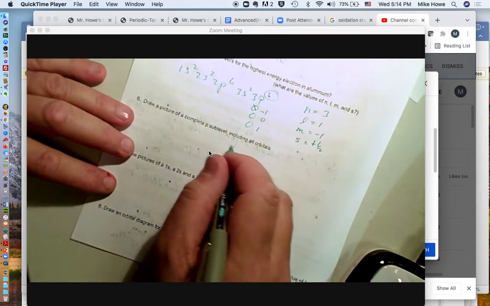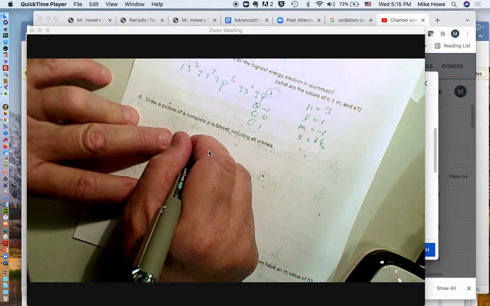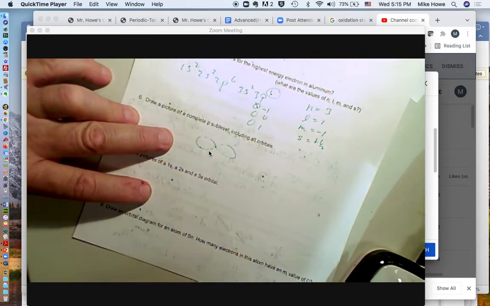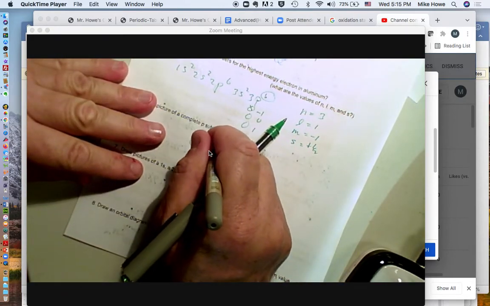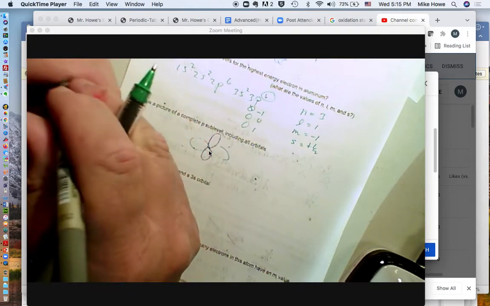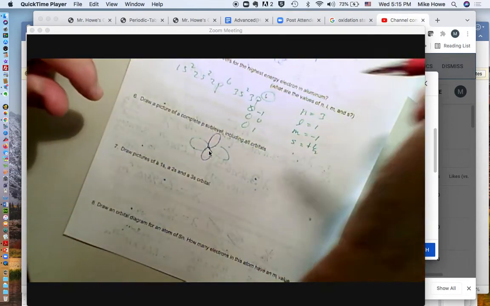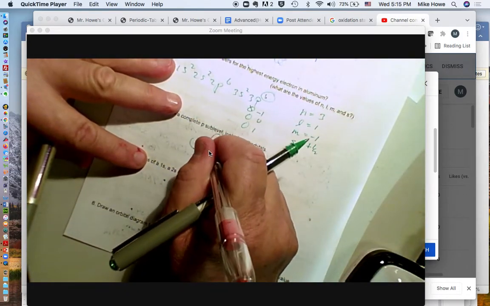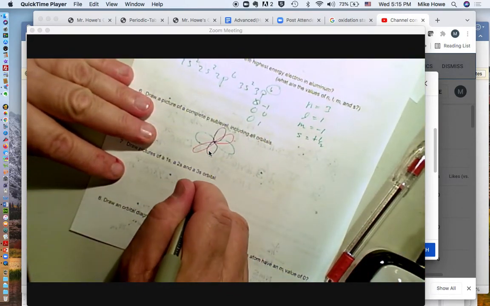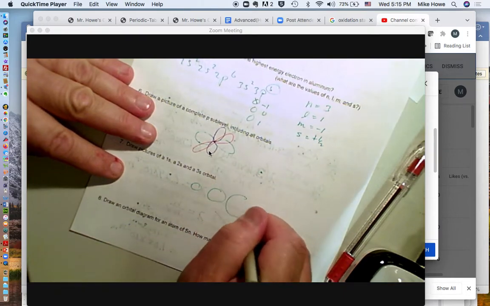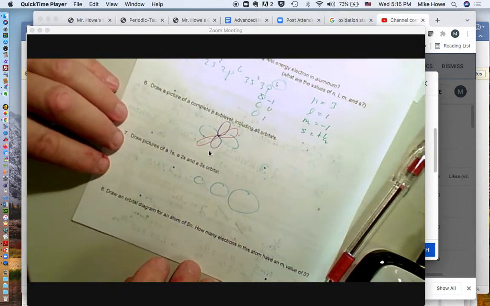Complete p sublevel, including all orbitals. Remember the p's were the little dumbbell shape, so there's one of them. The second one is this one. What's the third one going to look like? So it'll be something like that. A 1s, a 2s, and a 3s. 1s, 2s, 3s. They just get bigger.